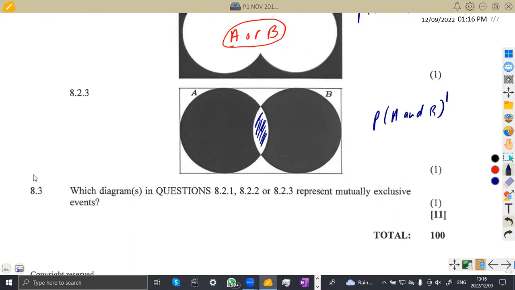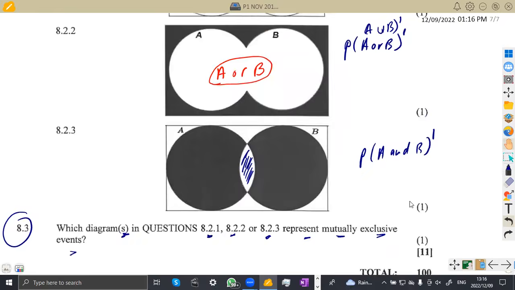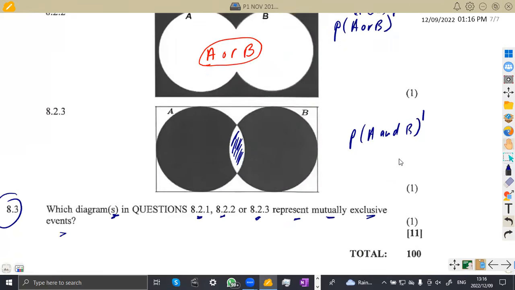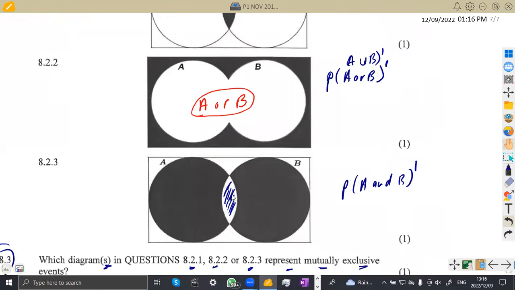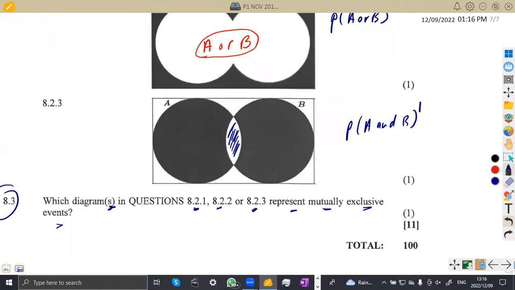All right. On 8.3, which diagrams in questions 8.2.1, 8.2.2, 8.2.3 represent mutually exclusive events? Remember, on mutually exclusive events, we are representing a condition where A and B is equal to 0. It's actually equal to 0. And the only part that shows that is going to be the last one, because here there is something there. Here we do not have anything on the intersection. So our answer is going to be from 8.2.3. We do not have anything on the intersection, 8.2.3.